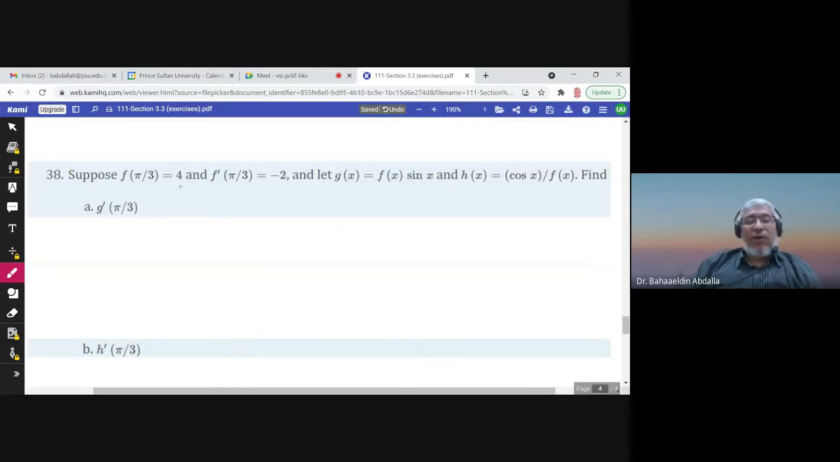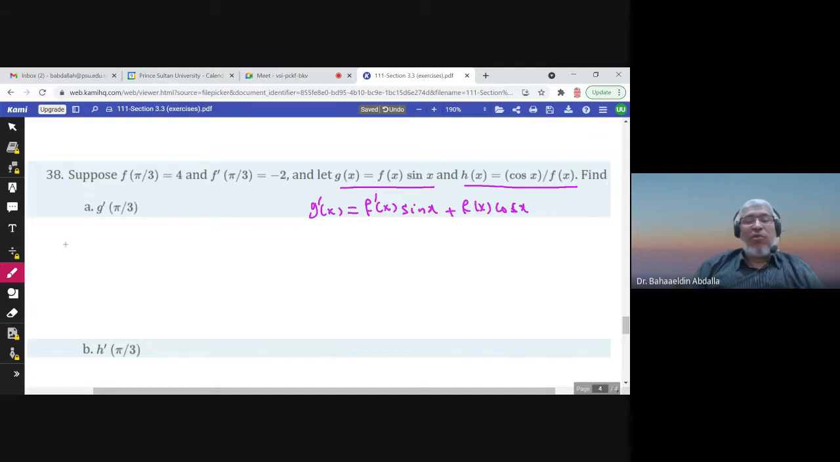I have f of pi over 3, f prime of pi over 3. Let g(x) equal f of x times sine x, h(x) equals cosine x over f of x. What do we need? g prime of pi over 3. To find g prime of pi over 3, I need to find g prime. Well, g prime of x is a product, f times sine. So the derivative of f is f prime times sine x, and then plus f of x times the derivative of sine, which is cosine x.